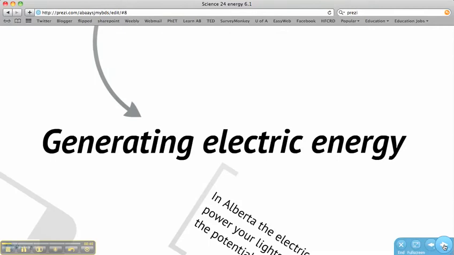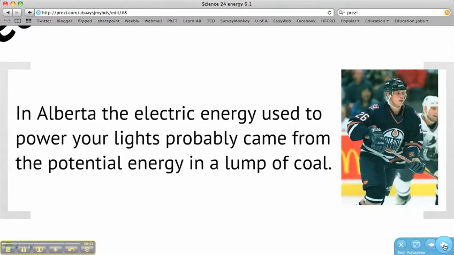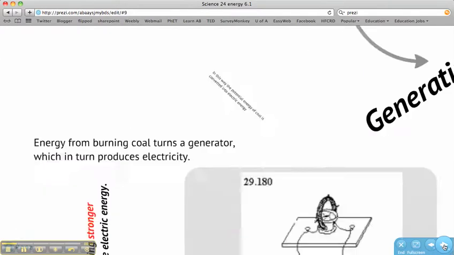So, we're going to talk about generating electric energy. So in Alberta, the electric energy used to power your lights probably came from the potential energy in a lump of coal. Now I got a picture of the Edmonton Oilers there. We're called Oilers because of the large abundance of fossil fuels here. Coal is also a fossil fuel.